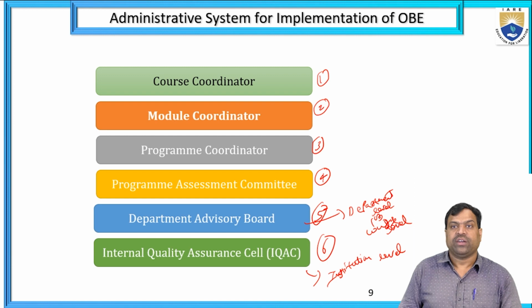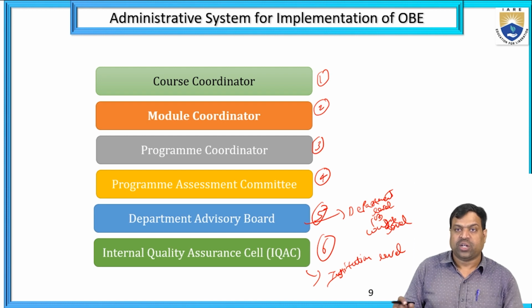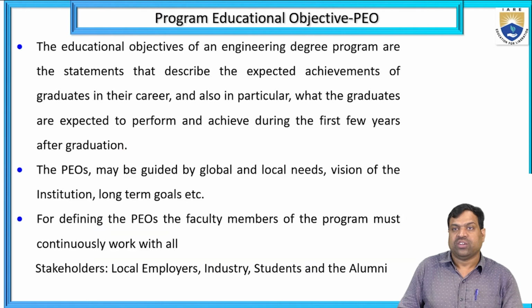So course coordinator, module coordinator, program coordinator, and program assessment committee, meaning whatever the program name is, that program's assessment committee, and the department advisory committee, are completely for the department. Internal quality assurance cell means it covers all the departments of the institution. That is the IQAC, internal quality assurance cell.